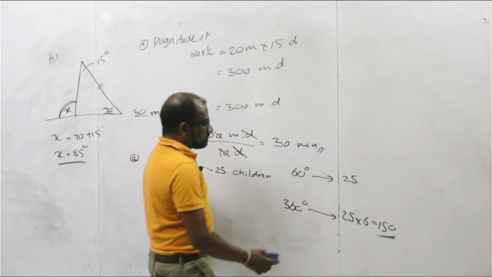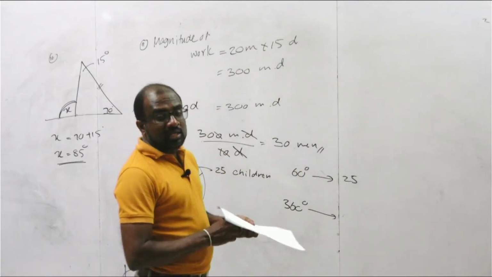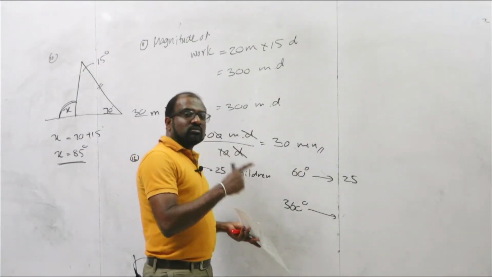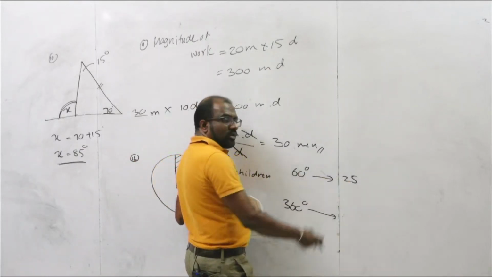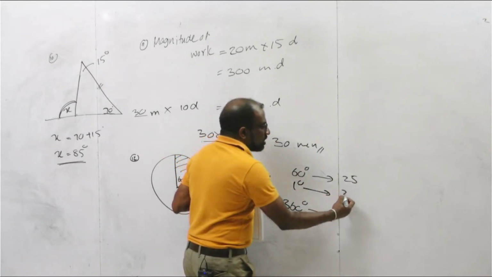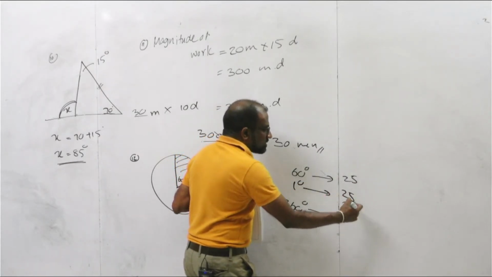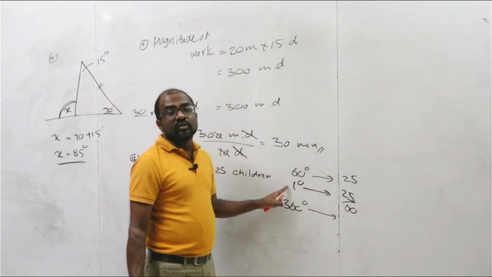So we'll try the method of rate. What is rate? Calculate for one, calculate for many. 60 degrees represent 25 children. And now 1 degree represents 25 divided by 60, the number of children represented by 1 degree.